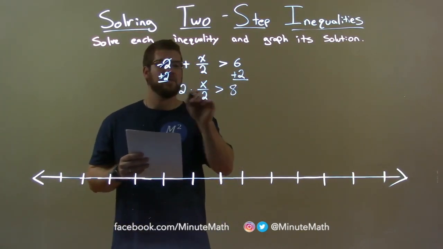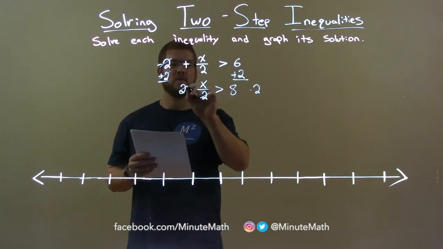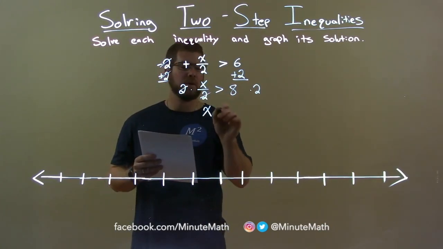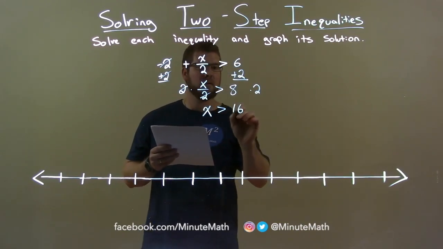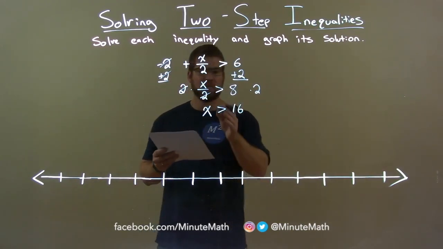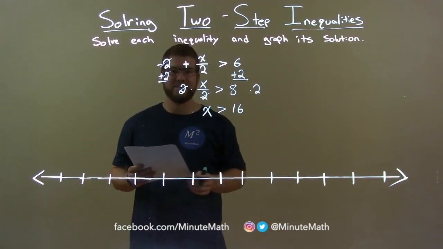Now if I multiply 2 to both sides, 2's cancel again, and x is now by itself, still greater than, and 8 times 2 is 16. So it's 16 here, and so x is greater than 16 is our answer.